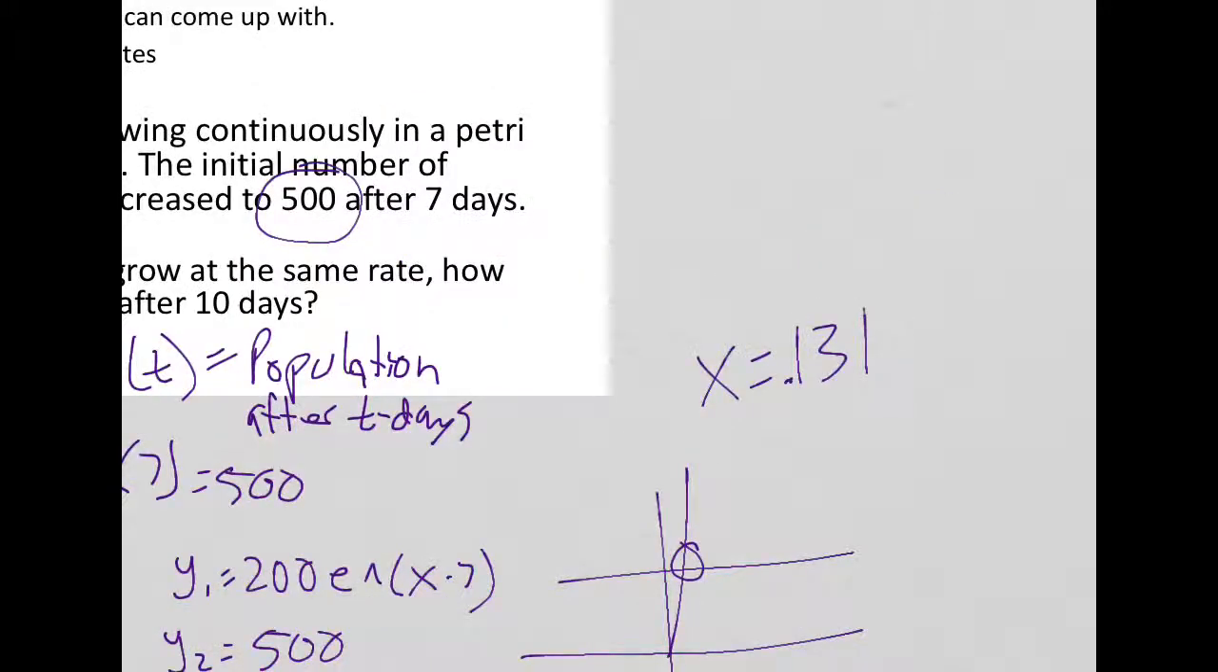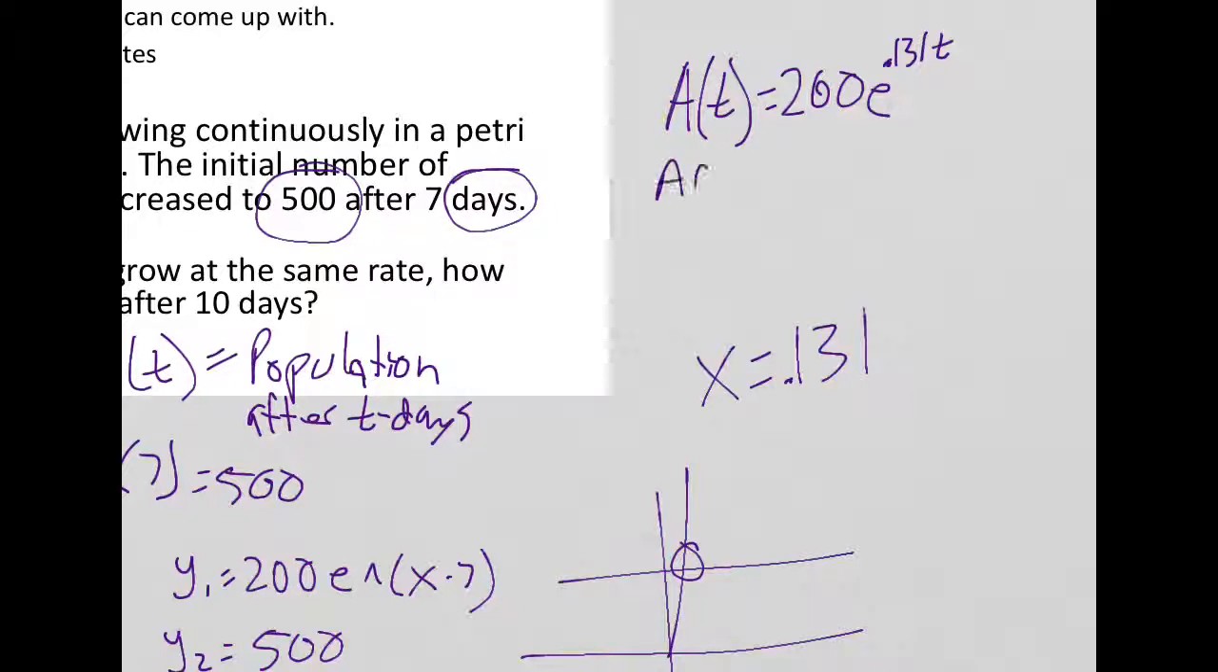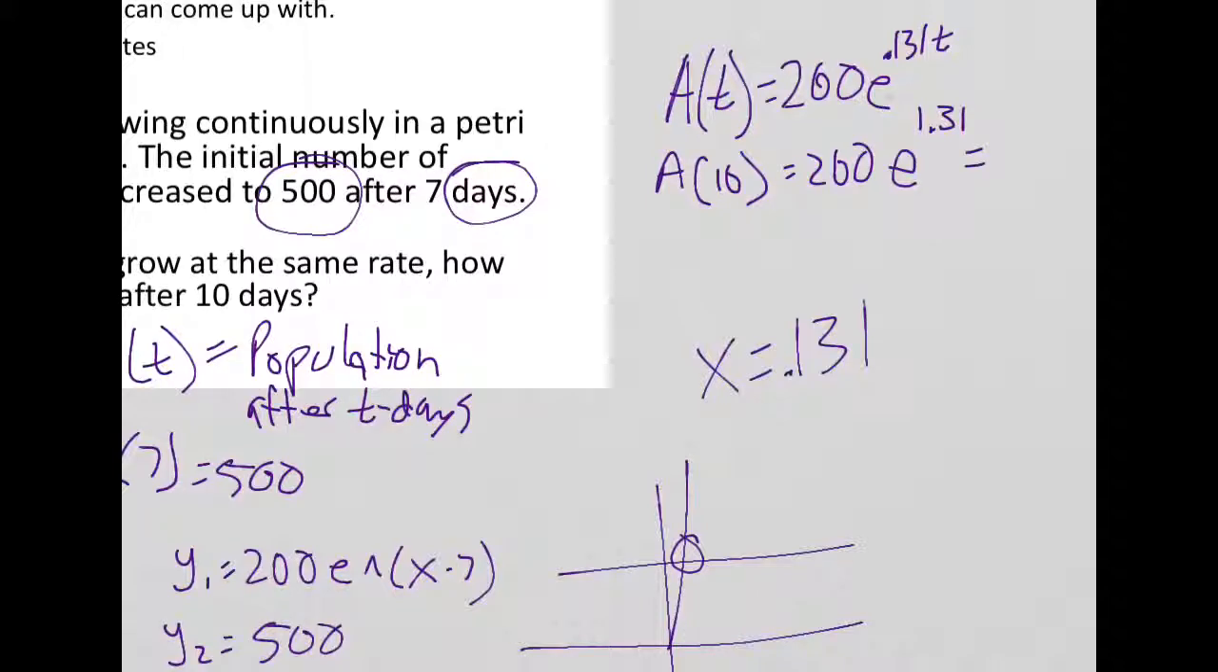And now let's go ahead and write our equation. So we're going to say that A of t is equal to our initial population, 200, times e to the power of 0.131 times t. So this says the population follows this model after t days, because our units are days here. And so we want to know what is the size of the population after 10 days. So we want A of 10, which is 200 times e to the 1.31. See what I did there? Now evaluate that on your calculator to find that the population is roughly 741.